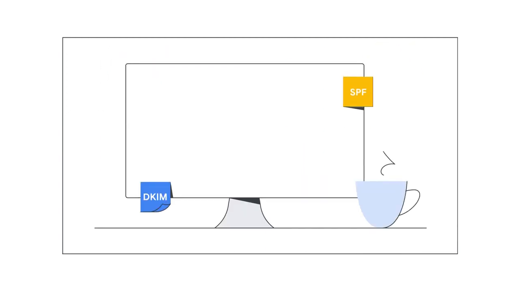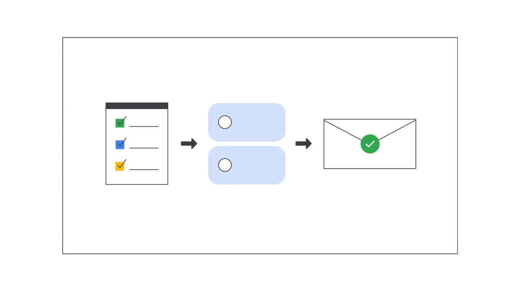Now that you know the basics and how to check to see if SPF and DKIM are already set up, if you still need help, we'll take you through the setup steps. The first step to setting up your SPF is to create your TXT record. A TXT record defines the mail servers that are allowed to send mail for your domain.